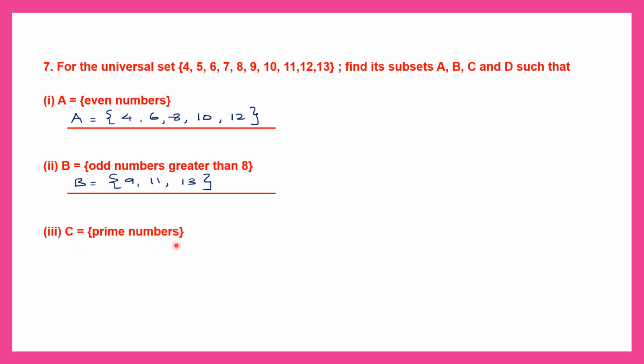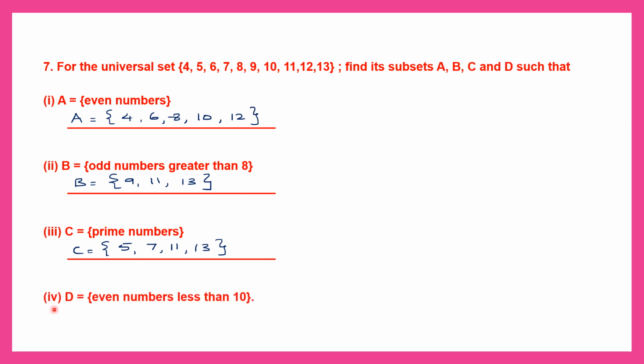Set C is prime numbers. So let's look at all the prime numbers here: 5, 7, 11 and 13. These are the prime numbers. So let's write that down. Set C will be the prime numbers that we have underlined: 5, 7, 11 and 13. These are the elements of set C.